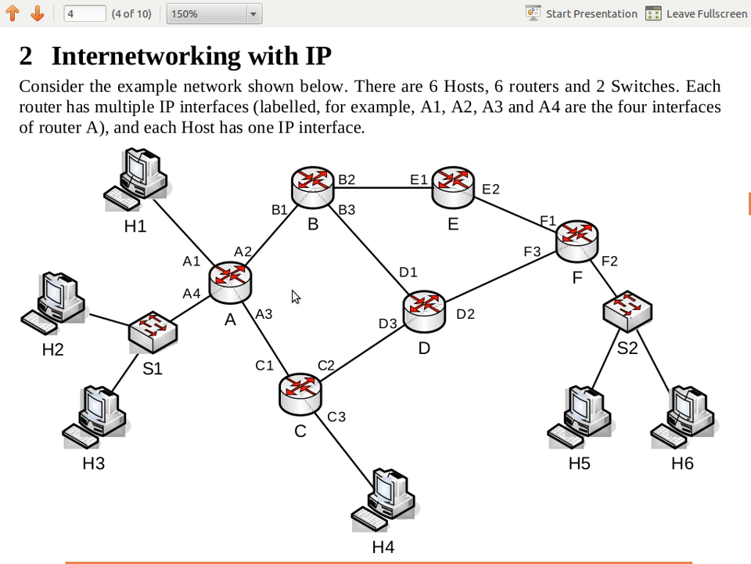Let's look. Remember that, so these are routers, okay? A, C, B, D, E, F, they are routers. In an internet, a router connects subnets together. So in this example, here's one subnet. Router C is attached to, using some technology, we don't care what technology, a link to host H4. We call this one subnet.